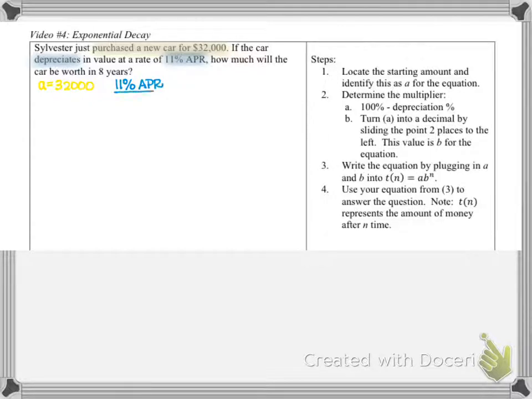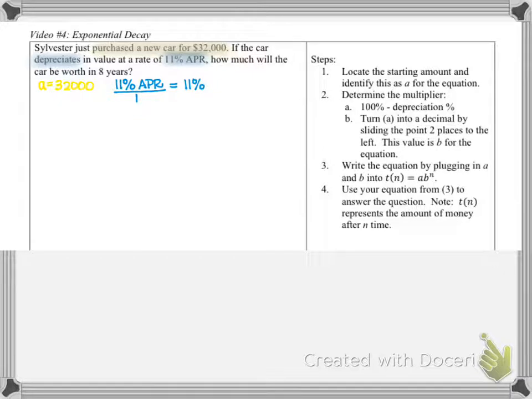So I know that my depreciation rate is going to be 11% APR. If this was supposed to be split out, I would then divide by however many times per year I wanted this to happen. Well, since this is an annual rate and it's compounding annually, because there's nothing in here to tell me otherwise, I would just divide by 1. So that gives me 11%.